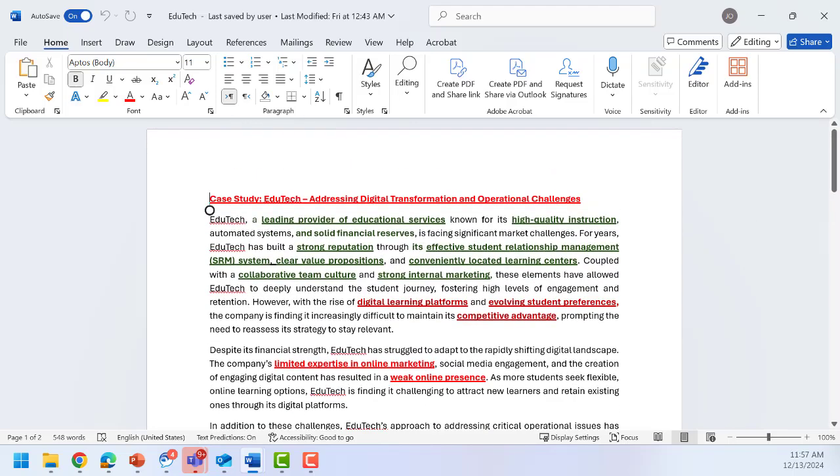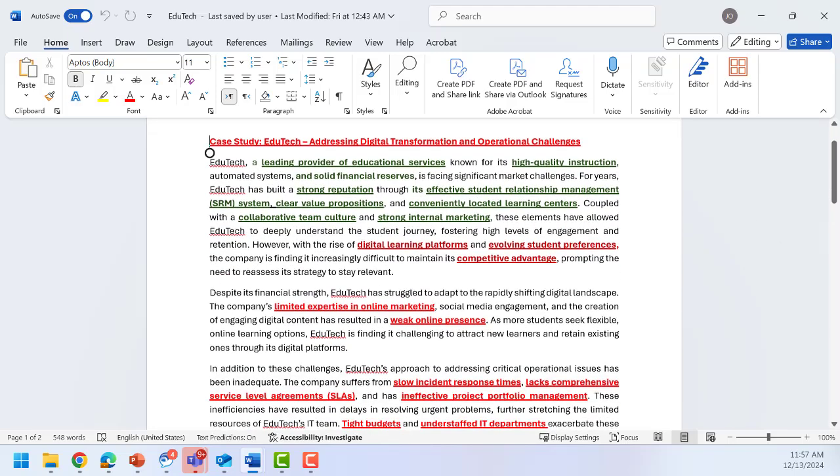But anything, I've lifted some of them word by word, okay? Positive words like leading, high quality, solid or strong financial reserves, strong reputation. Those are positive things. Those are, for example, things which are strong, collaborative team, strong internal whatever.